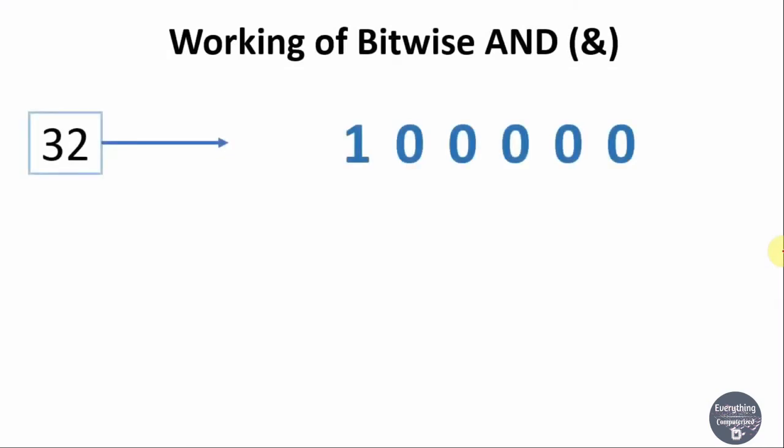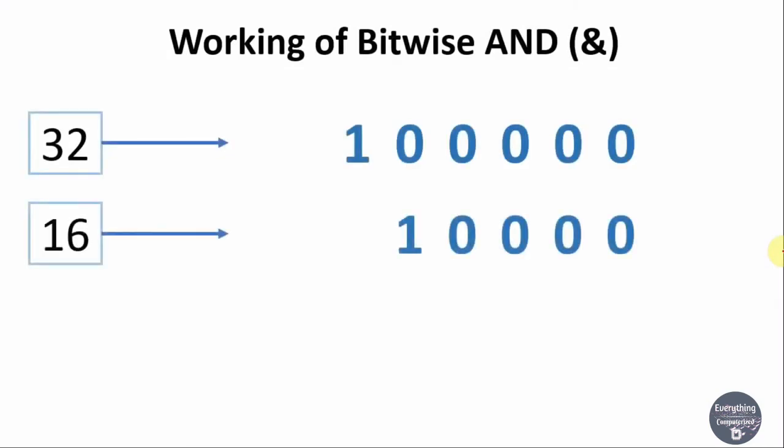So 32 and 16 are converted into their binary equivalents. So 32 is 1 and 5 times 0, and 16 is 1 and 4 times 0. As you can see that 16 has less number of bits as compared to 32. So we will add zeros at the start of the binary of 16. So it becomes 0, 1 and then 4 zeros again. So this is our final binary for both of them.